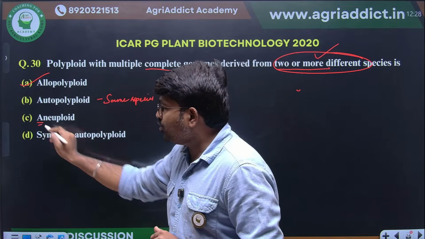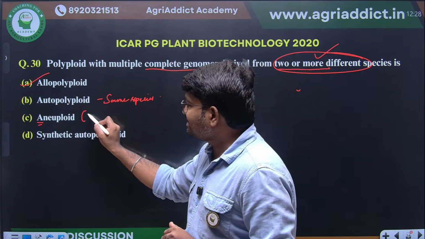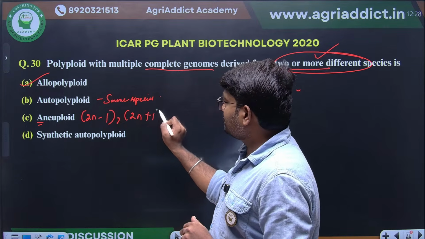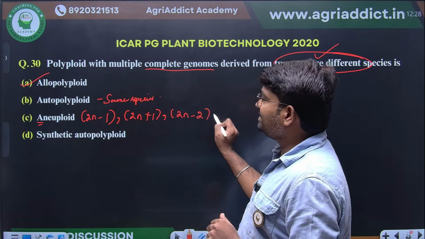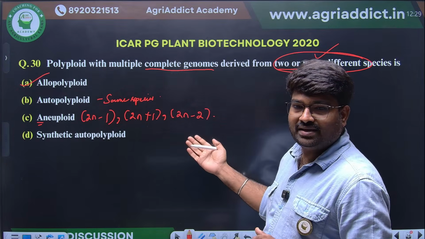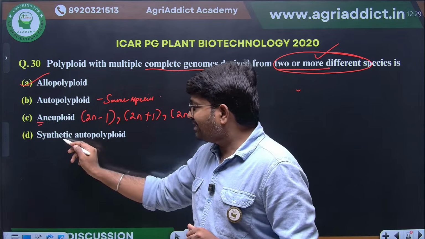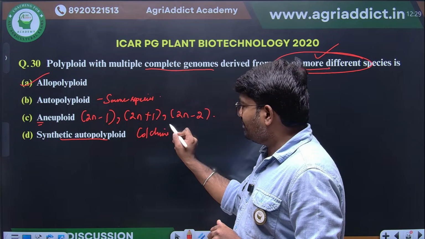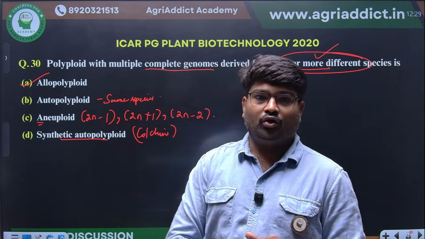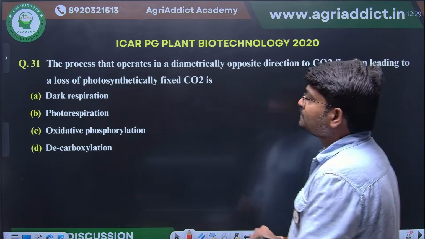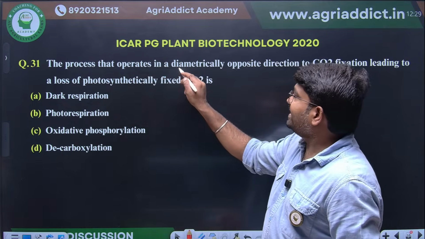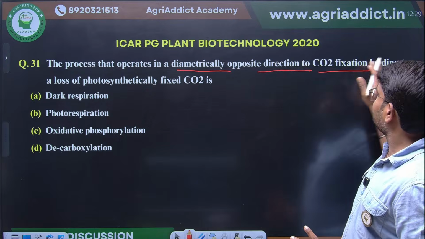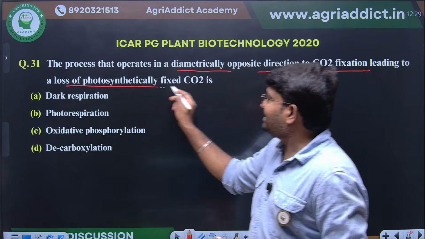Then what is meant by aneuploidy? Aneuploidy means a change in the complete set of chromosomes. For example, 2n minus 1, 2n plus 1, 2n minus 2. We have already seen this. Monosomy, trisomy, nullisomy, these are known as aneuploidy. Then what is meant by synthetic autoploidy? We will use colchicine treatment for chromosome doubling. That is known as synthetic autoploids. Okay, clear?